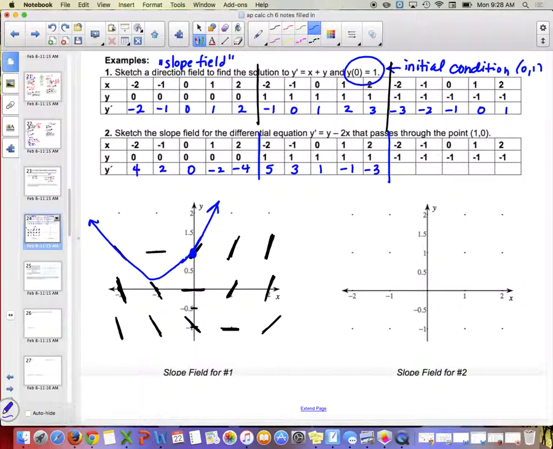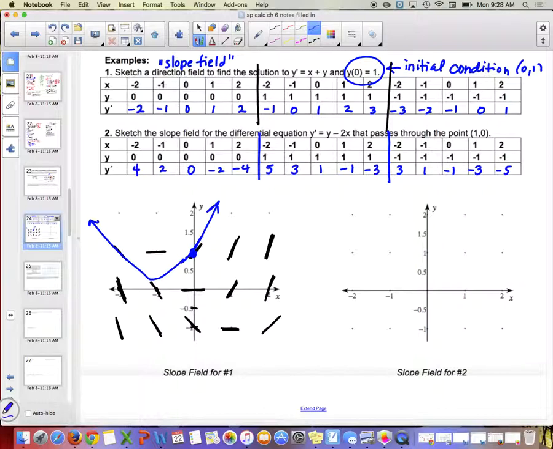All right, and the next one, I have -1 minus 2 times -2. So I have -1 plus 4, so I get 3. -1 plus 2 is 1. -1 plus 0 is -1. -1 minus 2 is -3. And -1 minus 4 is -5.